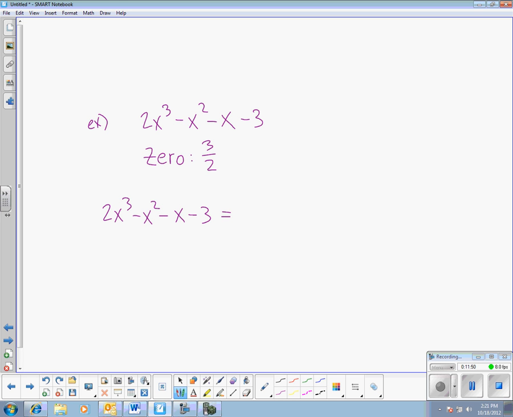And by the way, 3/2 turns into a factor of, think about it, what is it? Rational root theorem. 2x minus 3. And there's got to be another factor.